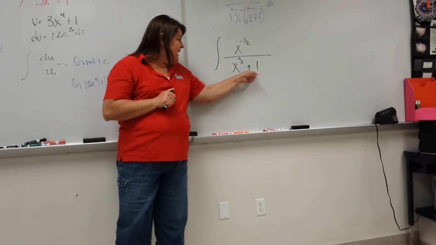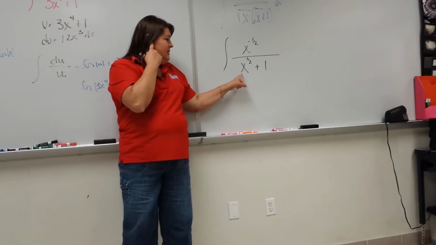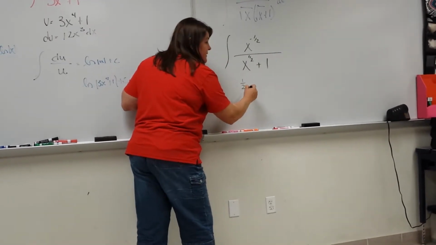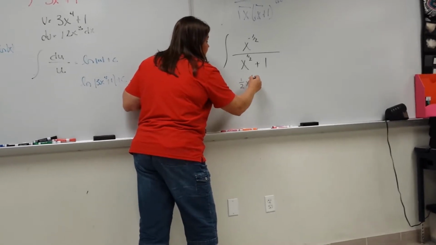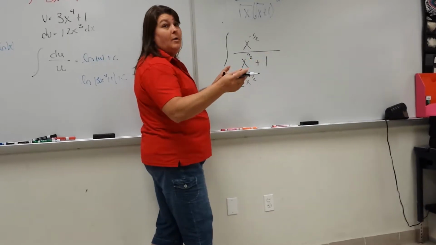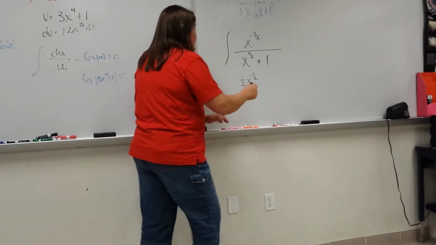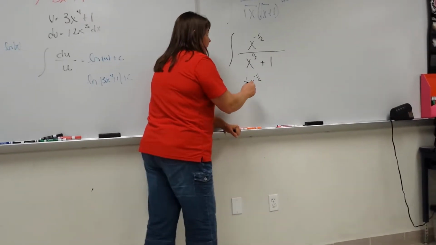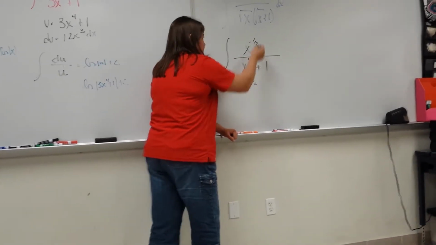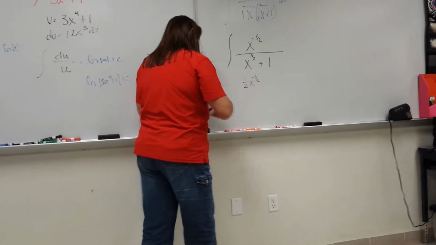So here, what's the derivative of this guy? Well, if I took the derivative of this, what's the derivative of this? It's 1/2 x to the negative 1/2. And then what's the derivative of this? Plus 0. Close. So I have plus 0, right? Yes. So close, so close. What's wrong? The 1/2.